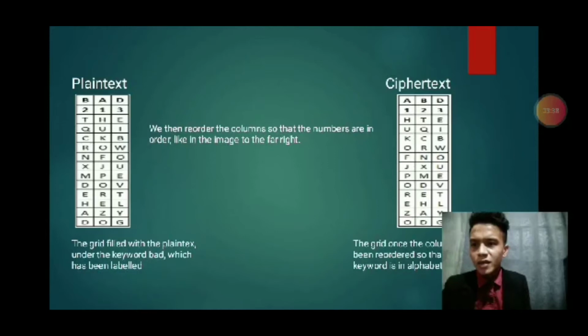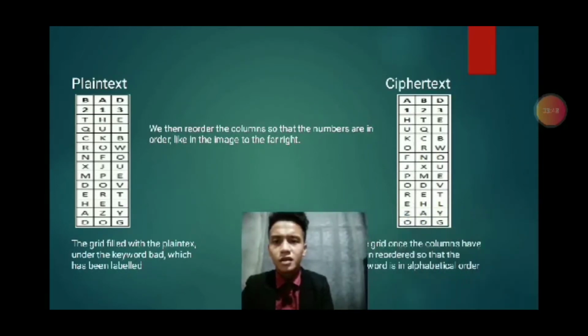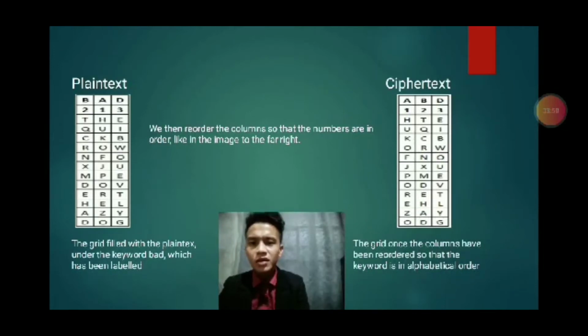In the plain text, the grid is filled with the plain text under the keyword BAD, which has been labeled. And in the ciphertext, the grid shows the columns reordered so that the keyword is in alphabetical order. We then reorder the columns so that the numbers are in order, like in the image to the far right.